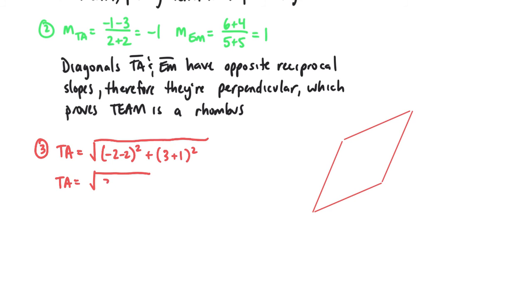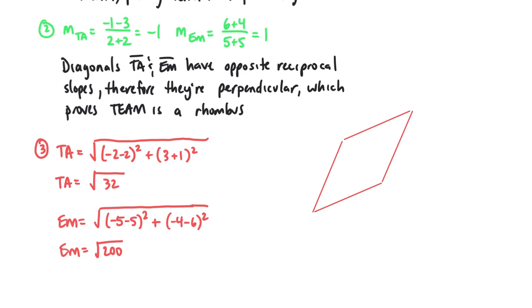So TA is going to be 16 plus 16 is 32. Now you don't need to bother changing these into decimals because all I care about is that they're either the same or not the same. That's all I care about. So let me do EM now. EM is going to be the square root of -5 minus 5 squared plus negative 4 minus 6 squared. So EM is going to be 100 plus 100. This is going to be the square root of 200.